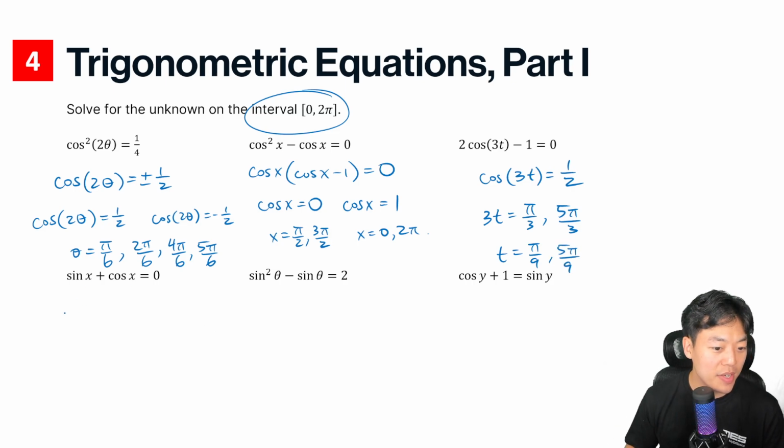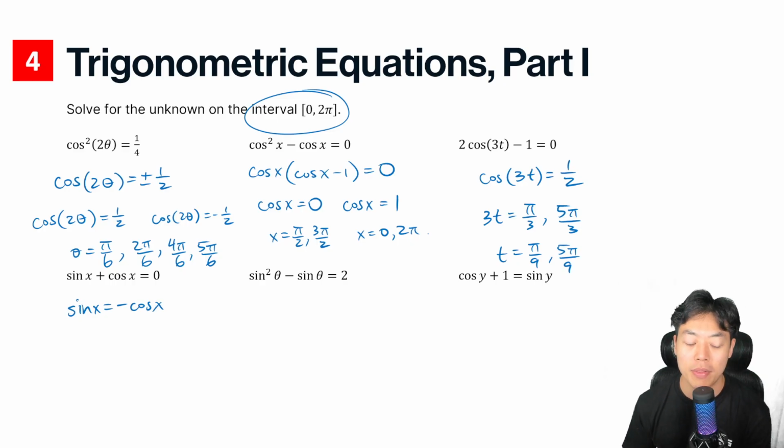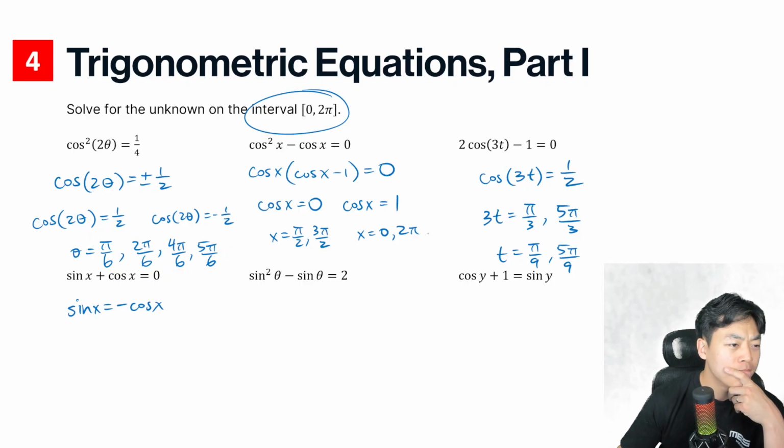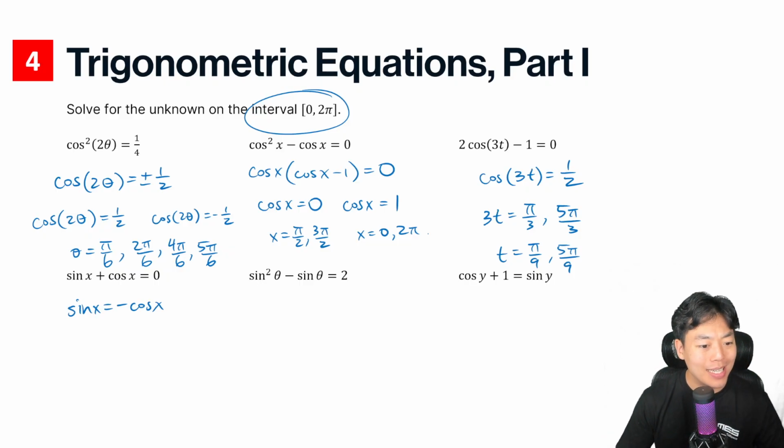Sine of x plus cosine of x is equal to 0. This one's a little tougher because we can't factor. But instead, we're going to move this cosine to the other side. Meaning, now we're looking for where the sine of x is equal to a negative cosine of x. Where would that possibly occur? Where does the y value equal the negative version of the x value?